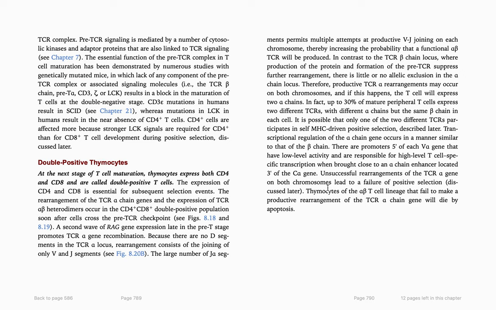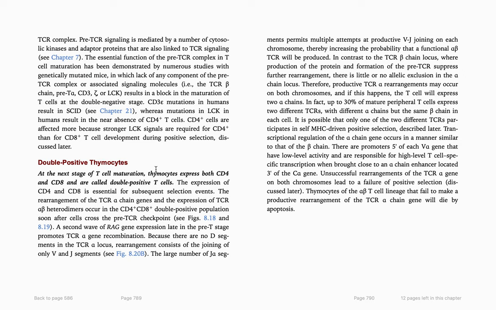CD3 mutations in humans result in SCID, which we will see in chapter 21, whereas mutation in LCK in humans results in the near absence of CD4 T cells. CD4 cells are affected more because stronger LCK signals are required for CD4 positive than CD8 positive T cell development during positive selection, discussed later.